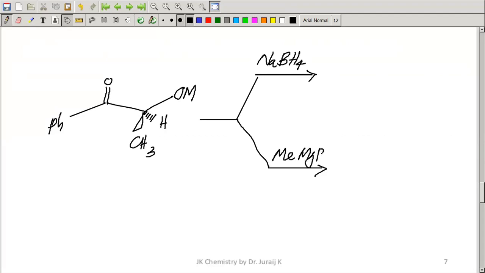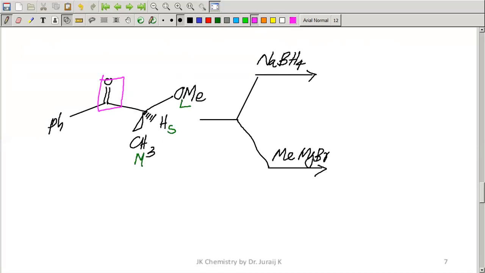MeMgBr, Grignard reagent. Here, first of all, we want to analyze our given substrate. In the given substrate we can see a carbonyl functional group and the large group. The large group here is OMe, right? Moreover, this is a heteroatom. This is carbon, this is hydrogen, this is oxygen. So clearly, this is your large group, this is your medium group, this is your small group.